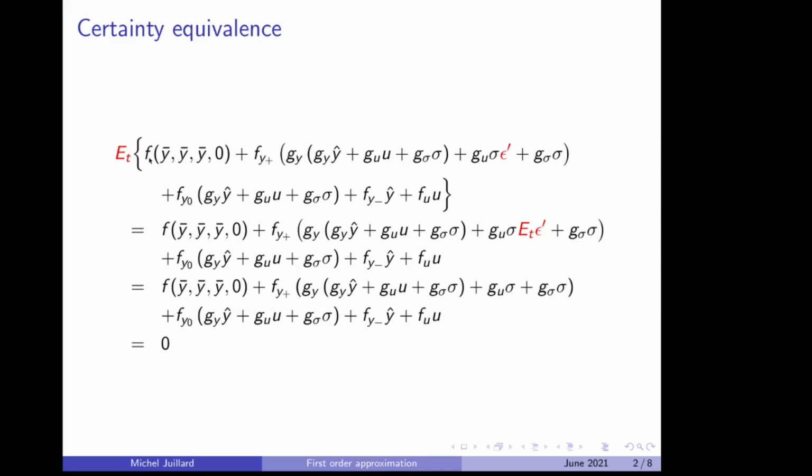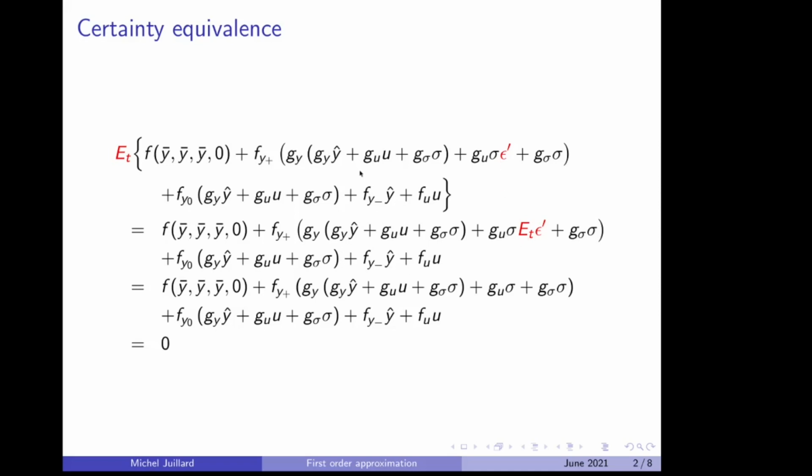So you see that when you compute the derivative at the deterministic steady state, the derivatives themselves are deterministic. So in this expression, we can directly distribute the expectation sign on epsilon prime. That's what I do here. And by the hypothesis we put on epsilon, and therefore epsilon prime, the expectation of epsilon is equal to 0. So this term simply disappears from the equation.